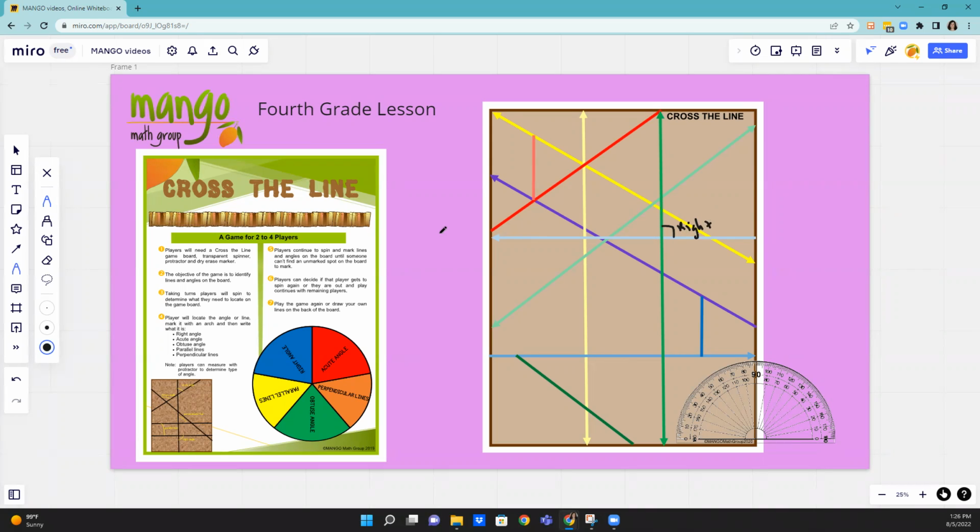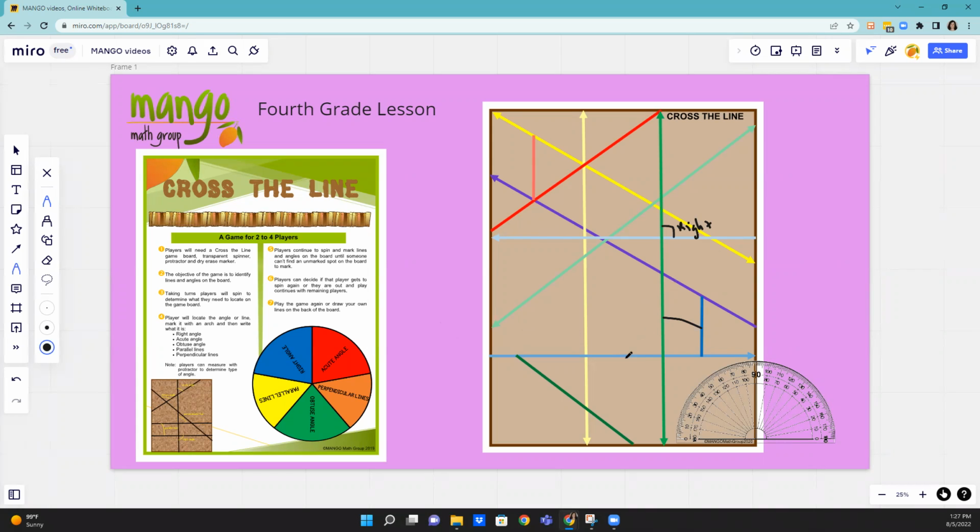So then the next player would go spin the spinner, and let's say they get parallel lines. They are then going to try to determine which lines are parallel on the board, and let's say they realize that this line and this line are parallel, so they're just going to mark that and they're going to write in parallel lines across that so that they have marked that they've found those two lines. So it keeps going until somebody cannot find the type of angle or line on the board.